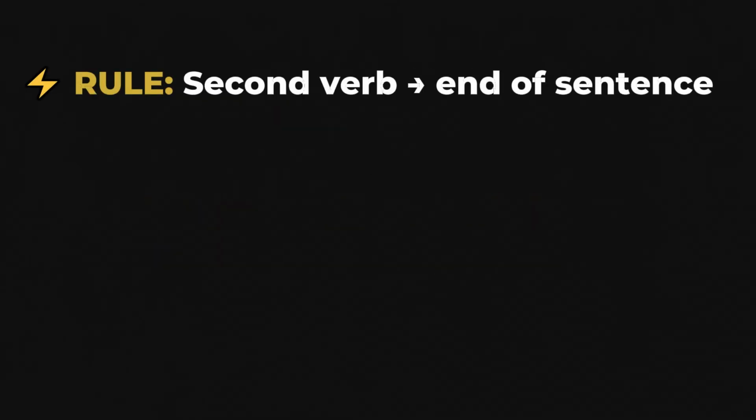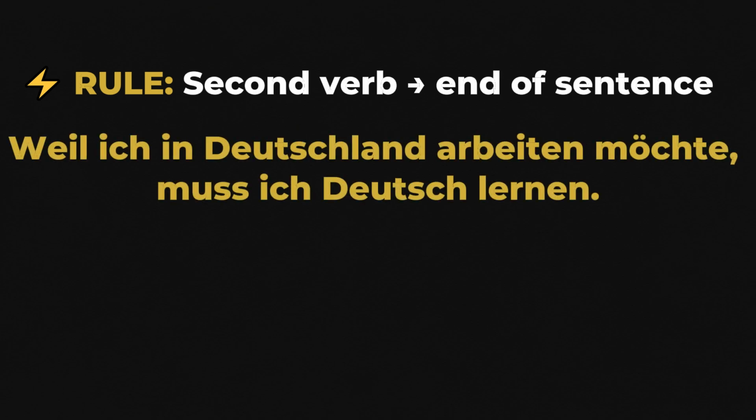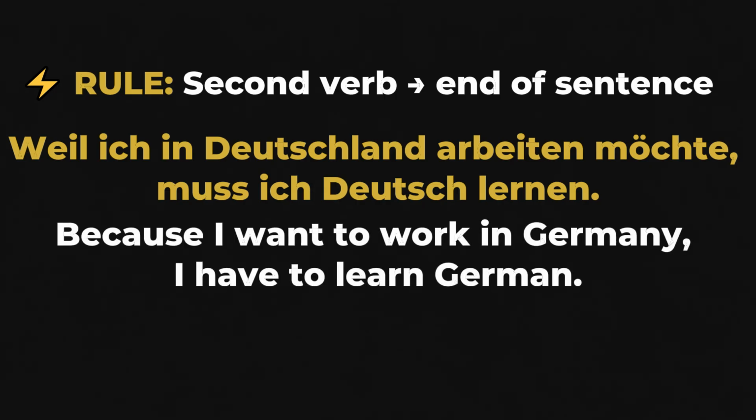Same sentence, different structure. "Weil ich in Deutschland arbeiten möchte, muss ich Deutsch lernen." Because I want to work in Germany, I have to learn German. Notice what happened. Lernen, to learn, sits at the very end. That's the rule. In a subordinate clause, the second verb is always last. Don't fight it. Learn it.